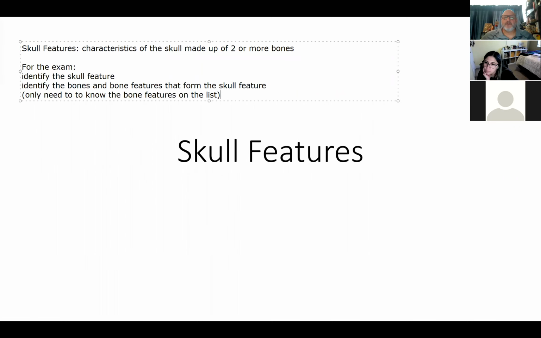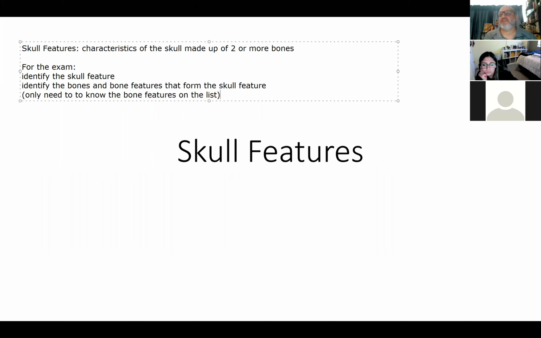So for the skull features, again, characteristics of the skull made up of 2 or more bones. You are going to be responsible for identifying the skull feature, and that is exactly how I will ask it on the exam. Or I can also ask you to identify the bones and bone features that form the skull feature. So we need to identify the thing and the parts that make it up. Now remember, you have to know all the bones, but you only have to list the bone features that you're responsible for on the exam.